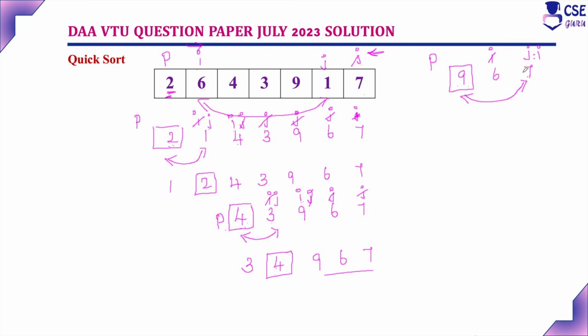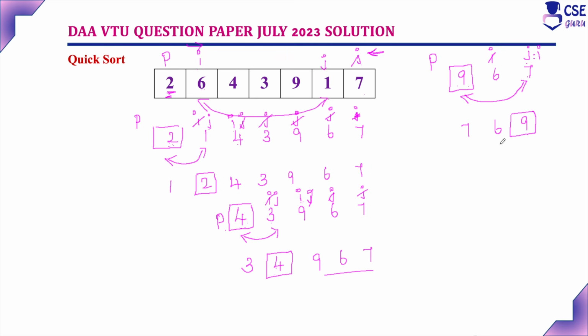In this case, the A of J position element and the I position element are both the same only, so you need to exchange. Now if you exchange, you will get 7, 6 and 9. Now the pivot element occupied its position. This is a skewed array: only the left part has elements, and in the right part there is no element. Partition happens at the skewed position. So now 9 occupied its position.